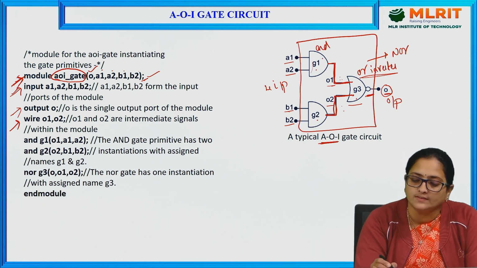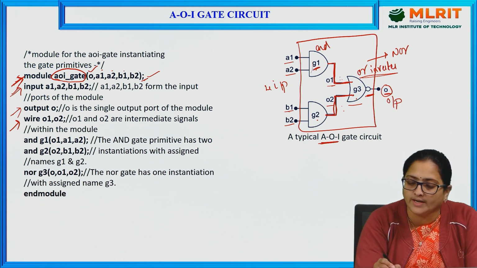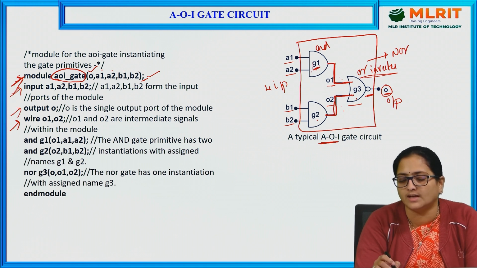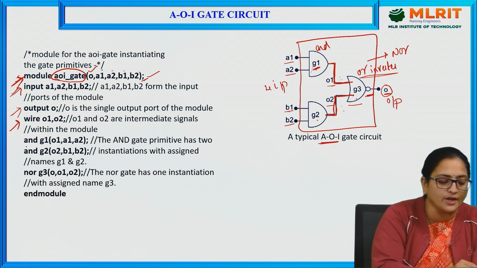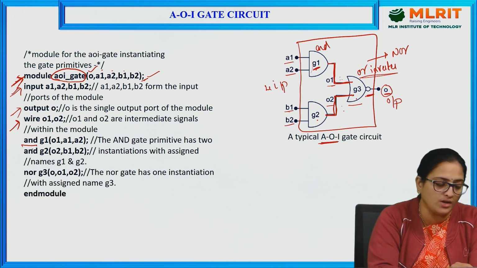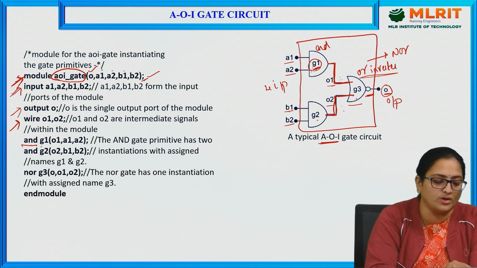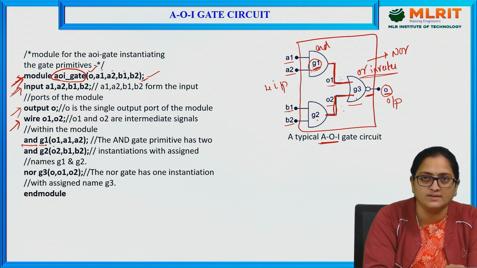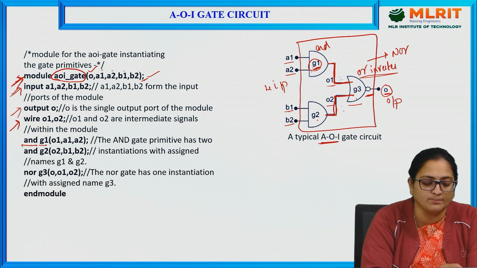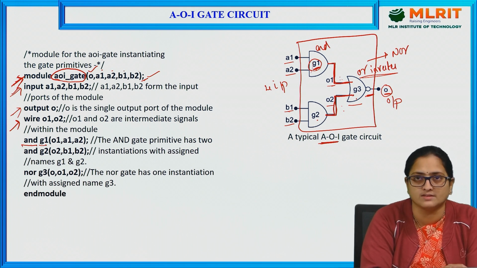Now, first we'll take a G1 gate, which is an AND gate, which is readily available as a primitive in Verilog. So I call AND, in small letters, here AND, the gate name is G1, and for the outputs, we need to write the output first, then the inputs, because the primitives have been written in such a way.